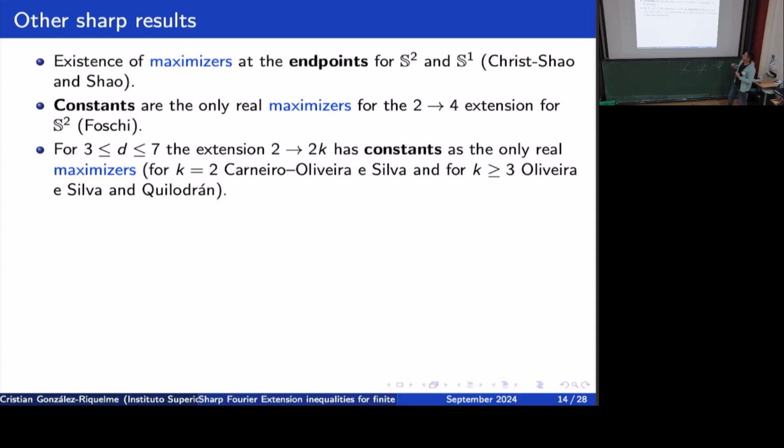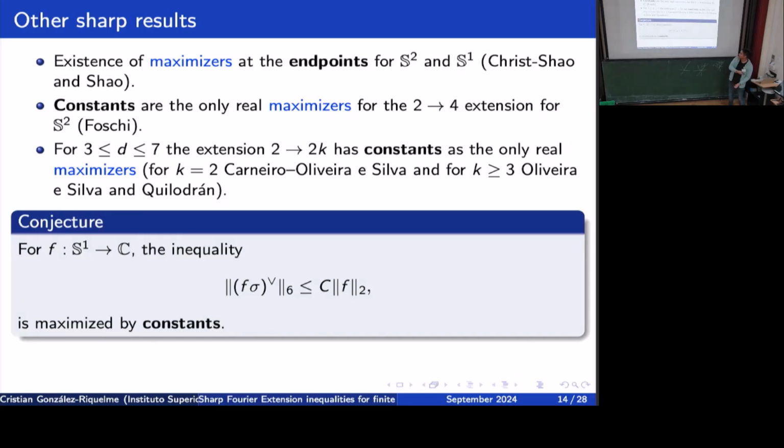But I think it could be said that it's a conjecture that the constants are extremizers in higher dimension. Maybe it's another problem. So also the same problem for the circle is still a very interesting open problem that many people have thought about. You take a circle in the plane, you compute the Fourier extension of the surface measure, and you want to estimate the best constant that you can put here for this inequality to work. And this is conjectured to be maximized by constants.